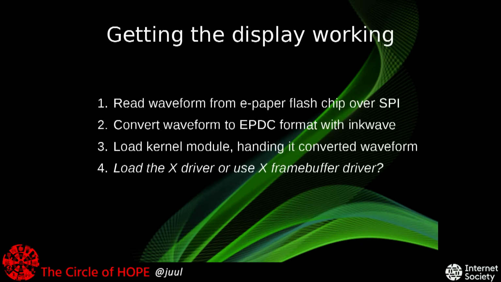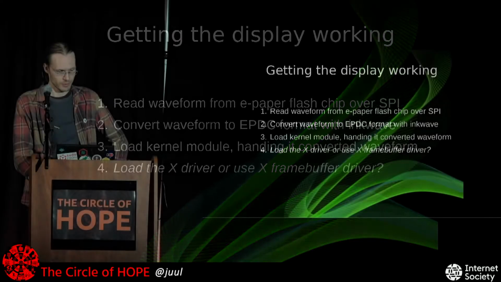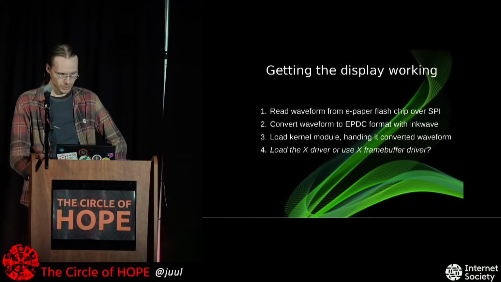All right, getting the display working. So now we know a little bit more. We need to read the waveform from the flash chip. Then we need to convert it. Then we need to load the kernel module for the EPDC, handing it the converted waveform when we load it. And then I assume we need to do some kind of loading of an X driver in order to get X working.